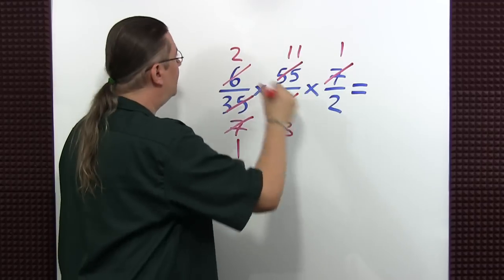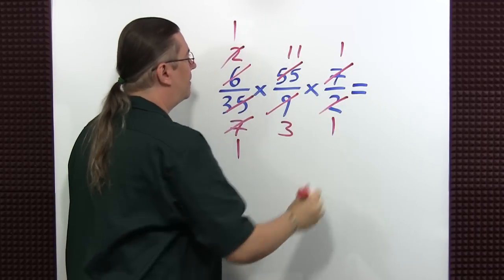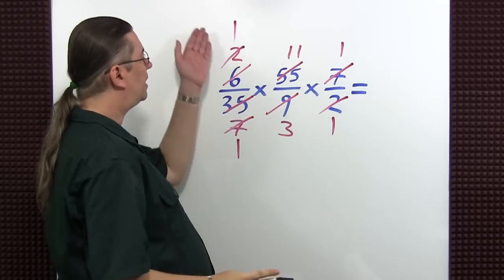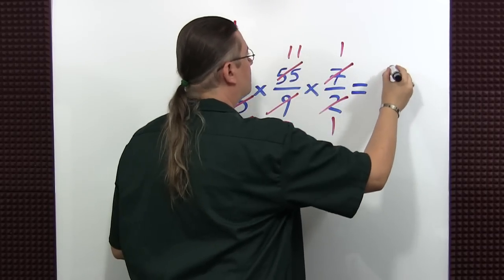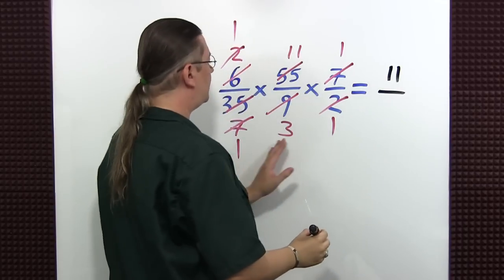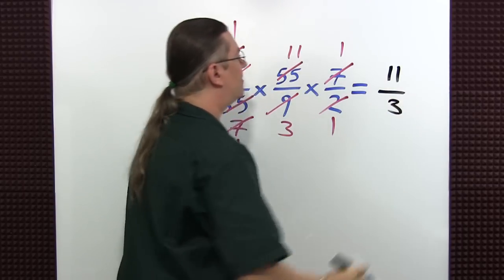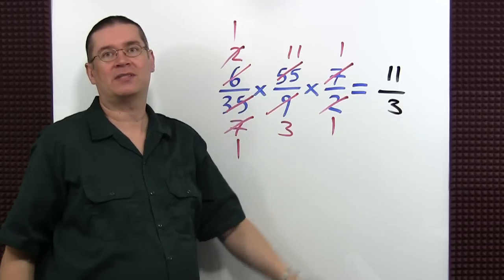There's a 2 and a 2. I can get rid of those. Now, just multiply through. 1 times 11 times 1 is 11. 1 times 3 times 1 is 3. My answer is 11/3.